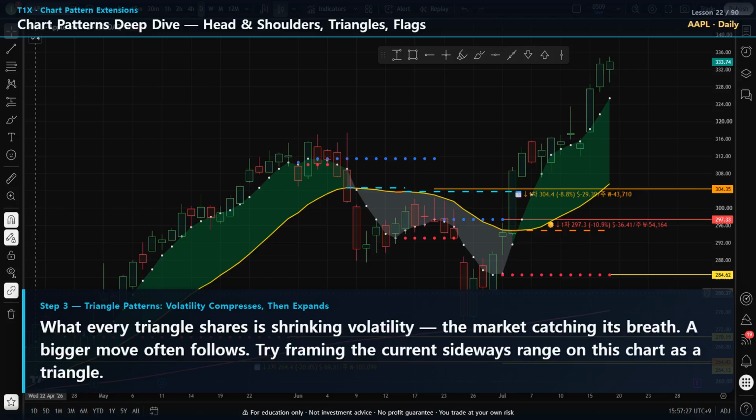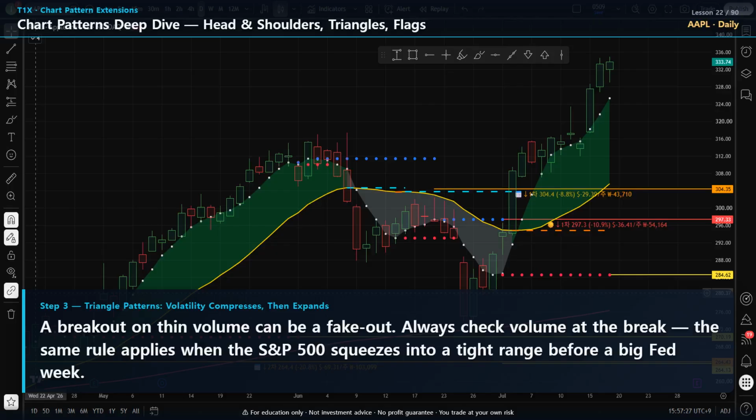What every triangle shares is shrinking volatility, the market catching its breath. A bigger move often follows. Try framing the current sideways range on this chart as a triangle. A breakout on thin volume can be a fake out. Always check volume at the break. The same rule applies when the S&P 500 squeezes into a tight range before a big Fed week.